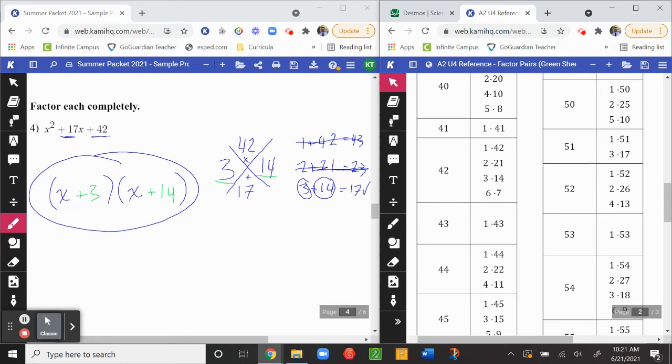Pause the video, rewatch it if you want, and do your problems. When you're satisfied with your work, unpause and take a look at the next type of problem.